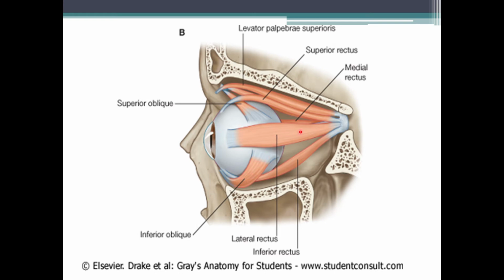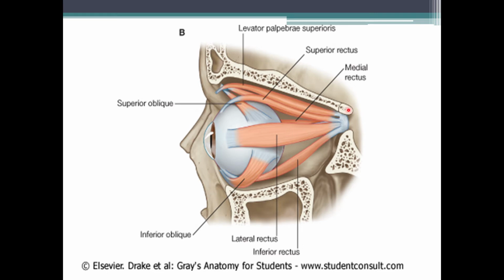You can see this is the superior rectus muscle, this is the inferior rectus muscle, this is the lateral rectus muscle, and this is the medial rectus muscle. The recti muscles are like a cone. They are straightforward muscles, but the obliques, as the name suggests, have an oblique insertion. So this was the insertion of the inferior oblique muscle.